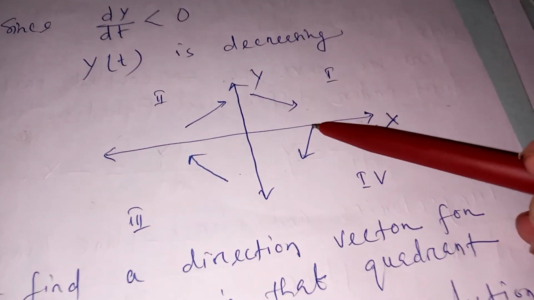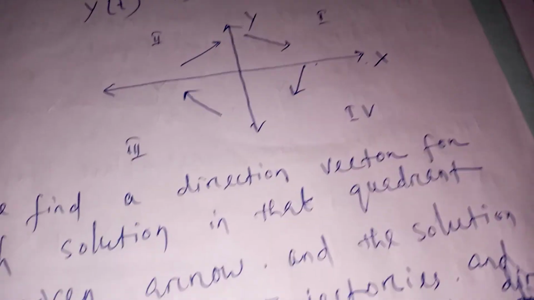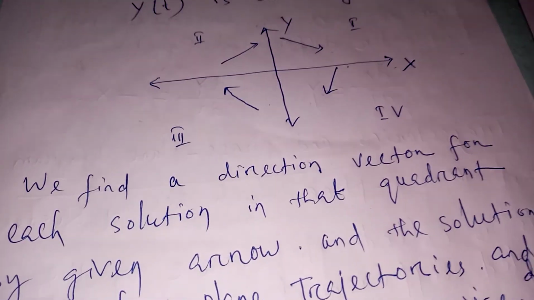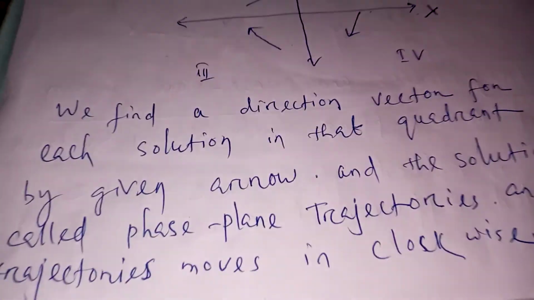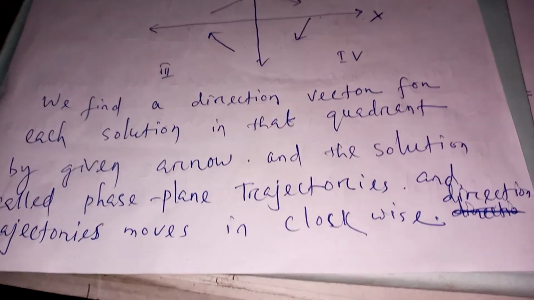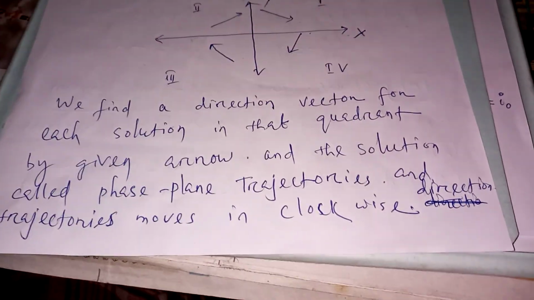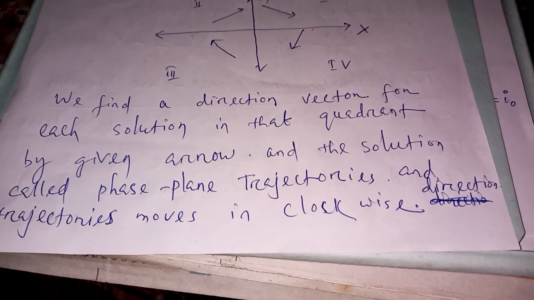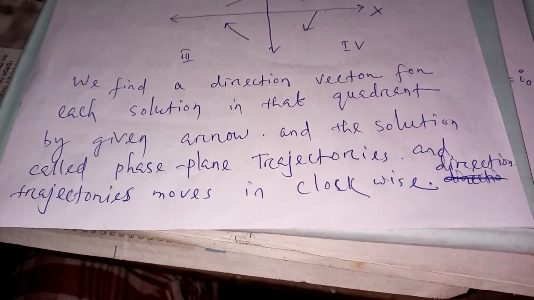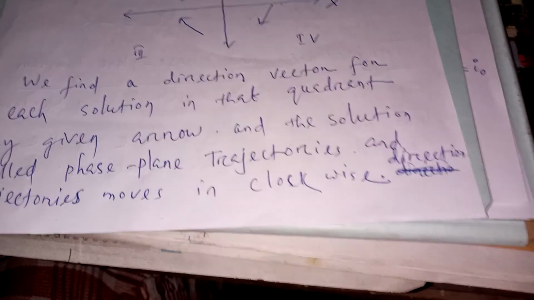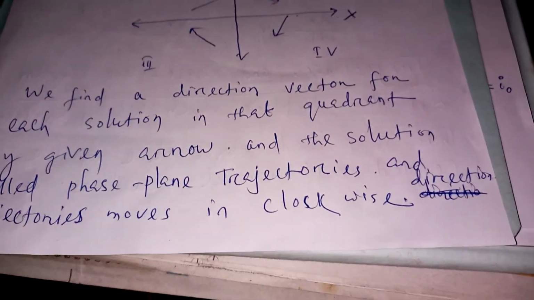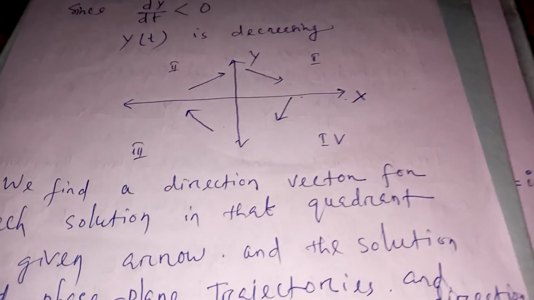The arrow mark symbol takes us in the clockwise direction. According to the concept, we cannot give anti-clockwise. So we find a direction vector for each solution in that quadrant by giving an arrow mark. And this solution is called the phase plane trajectories, and the trajectory moves in a clockwise direction. So here the concept is given, we have to take clockwise direction.